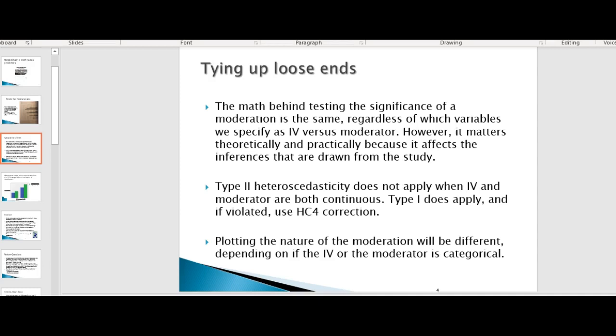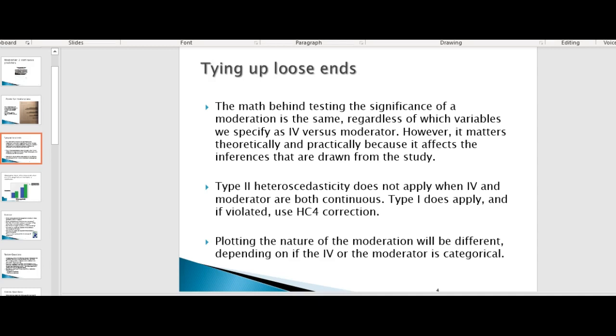The inferences we draw do depend on what we designate as the IV and DV. For more information on specifying IVs versus moderators, I've put some sources for the very nerdiest among us in the notes below the slide.